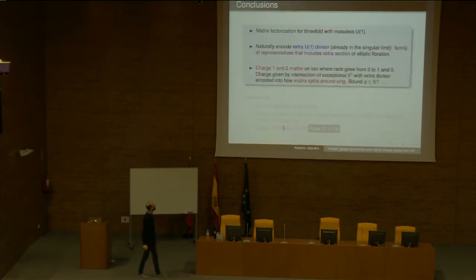Okay, so let me conclude. We have seen how to apply matrix factorization techniques in manifolds with massless U1 in F-theory. We have seen that this matrix naturally encodes the extra U1 divisors, and it can be defined already in a singular limit. We have a family of representatives of this extra divisor. We have seen the charge 1 and charge 2 matter loci. They come from loci where the rank of the matrix goes down from 2 to 1 and to 0. And the charge is given by the intersection of the exceptional P1 with this extra divisor, and is encoding how the matrix splits around the singular locus.